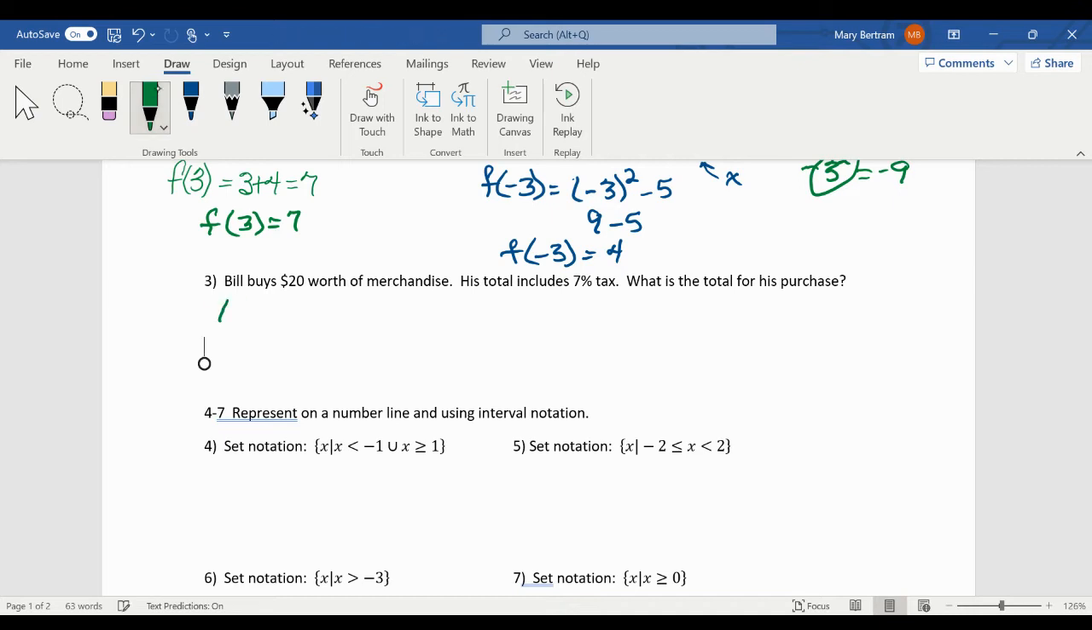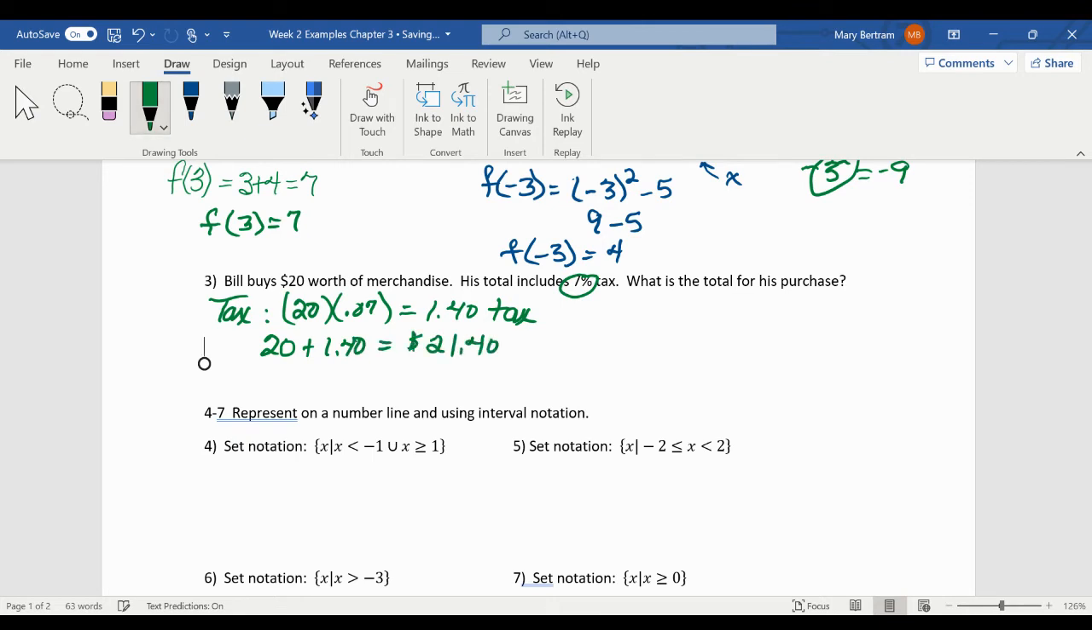For instance, we could first just calculate what the tax is. So that would be 20 times 0.07 for the 7%. Okay. And when we do that, we'll get $1.40. So then the total would be 20 plus the tax, $21.40. Pretty simple.